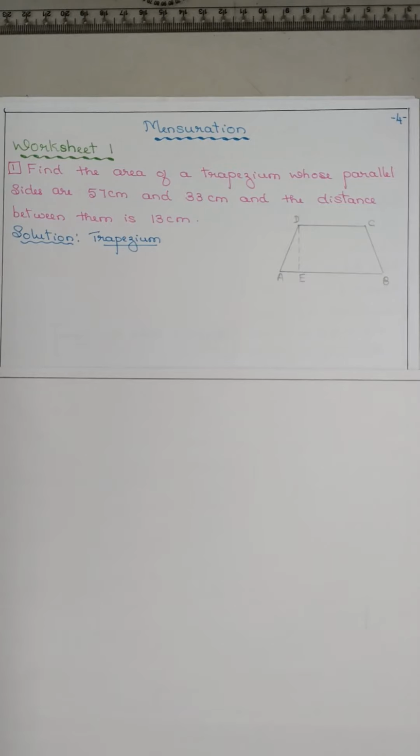We were discussing the lesson mensuration. Now coming to worksheet 1, find the area of trapezium whose parallel sides are 57 centimeter and 33 centimeter and the distance between the two is 13 centimeter.